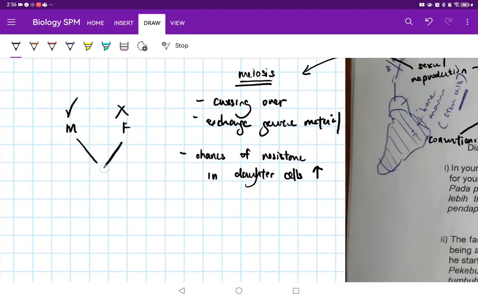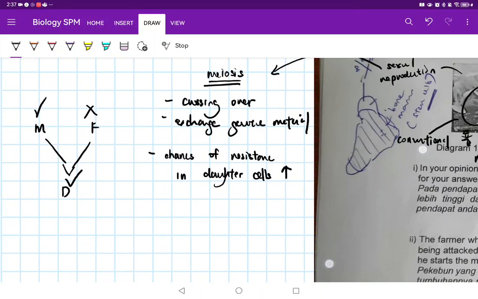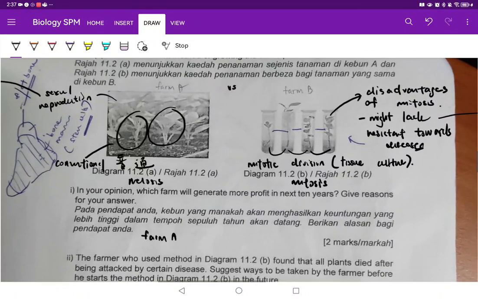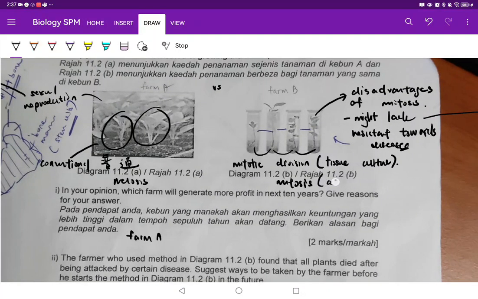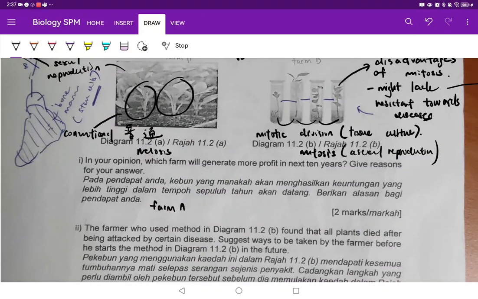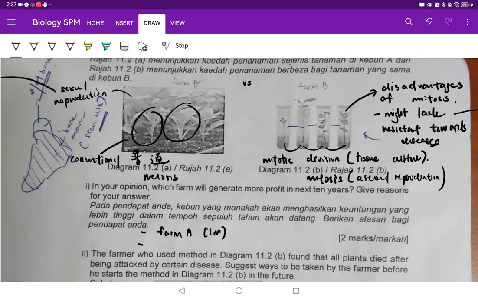So if you mix this, there is a chance that the child or the daughter cell can inherit the father's resistance. Okay? So it's better than if you were to do only mitosis, or in this case, asexual reproduction, which will confirm die if they've got the same disease. So always choose farm A. This is your first mark, and then the second mark can be any of the things that I explained just now.